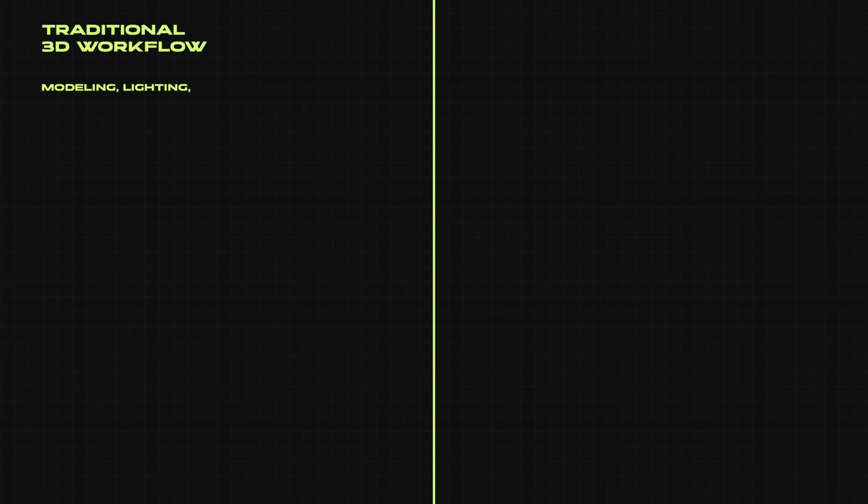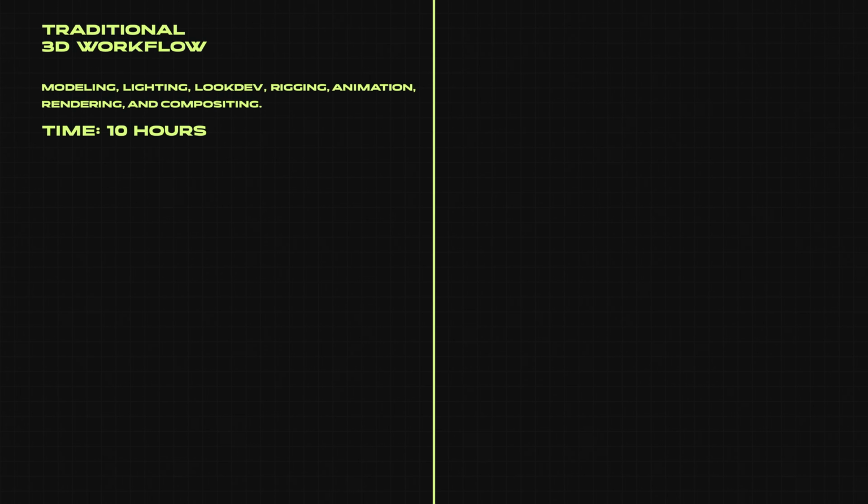So now you've seen the full breakdown from both approaches. On one side, we have the traditional 3D workflow: modeling, lighting, look dev, rigging, animation, rendering, and compositing. For both examples together, that was around 10 hours of actual production and rendering time, after many days of testing, experimenting, and research just to find the right style and workflow.